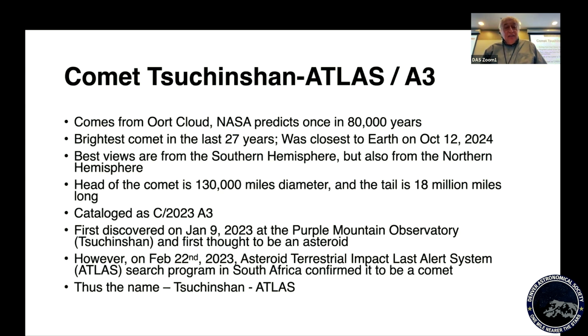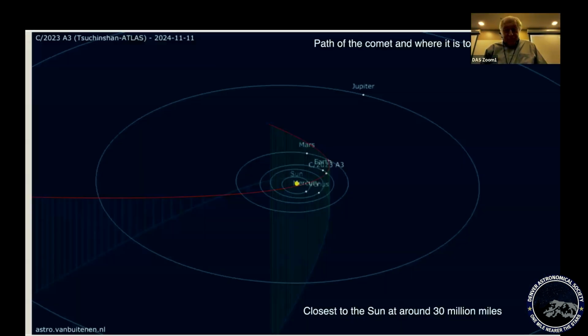A month later, in South Africa, the Asteroid Terrestrial-impact Last Alert System, which is ATLAS, confirmed that it was a comet. So that's how the name Tsuchinshan-ATLAS came about. The orbit of this comet is as shown here. It's not very clear, but today it is leaving us, way past Mars on the way to Jupiter's orbit. It was closest to the Sun at about 30 million miles, and that is somewhat critical, as you'll see a bit later.